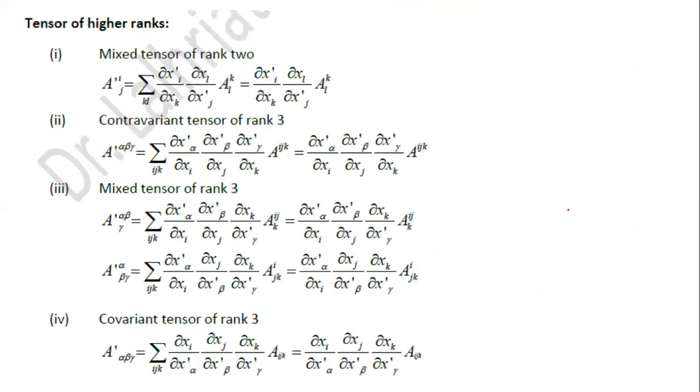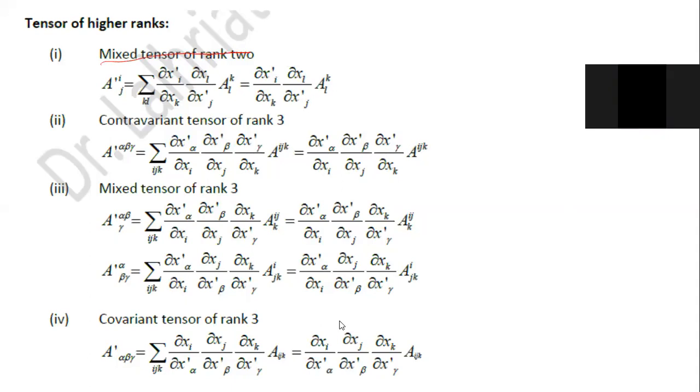Now, these are some examples of tensors of higher ranks. Actually, Albert Einstein used many higher order tensors, like the Ricci tensor and many others, and there are some complicated tensors that were used in his formulation of the general theory of relativity. So here we can have what is called a mixed tensor.